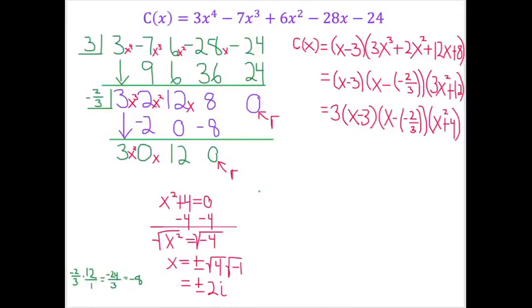So then we can actually write that C of x is equal to 3 times x minus 3 times x minus negative 2/3 times, instead of x squared plus 4, we have x minus negative 2i times x minus 2i.